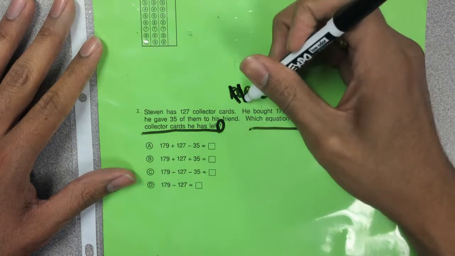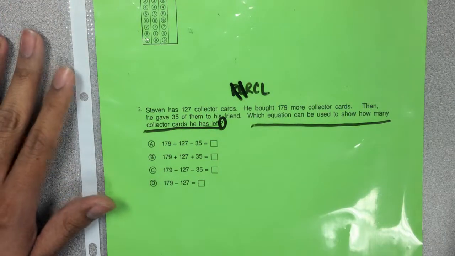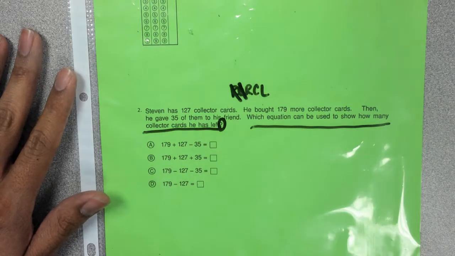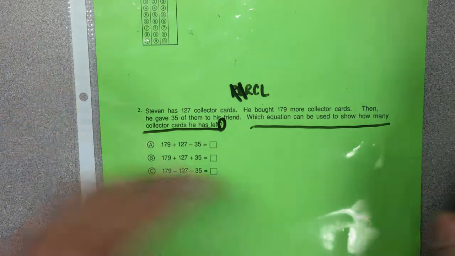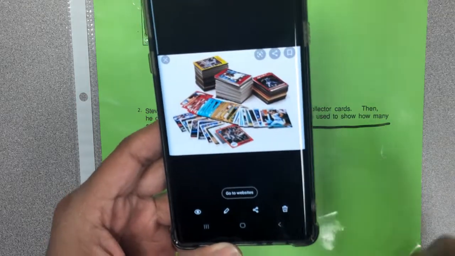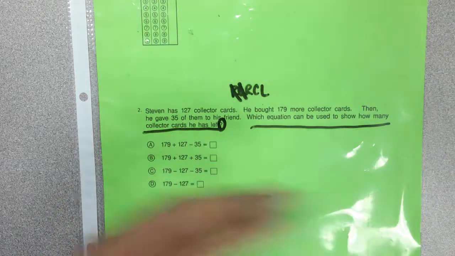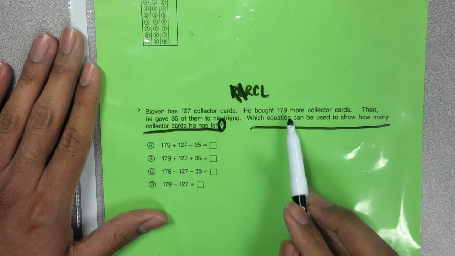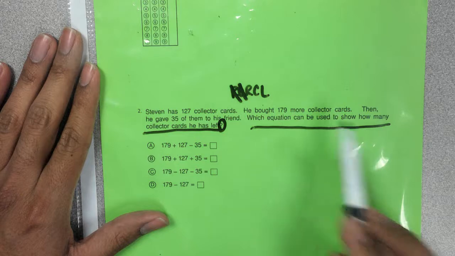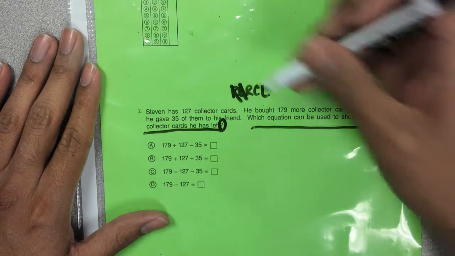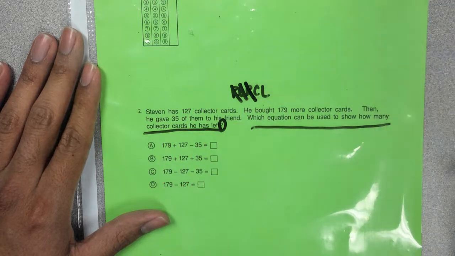Cross off the R and the U, and now let's read the details. It says, Stephen has 127 collector cards. If you don't know what collector cards are, they're just cards of something that you can collect, like baseball cards or Pokemon cards. So it says he bought 179 more collector cards, and then he gave 35 of them to his friend. So let's cross off the R, and now let's start circling some clues.